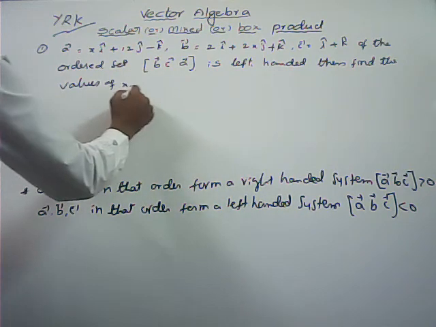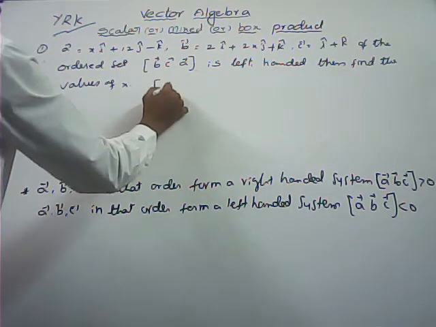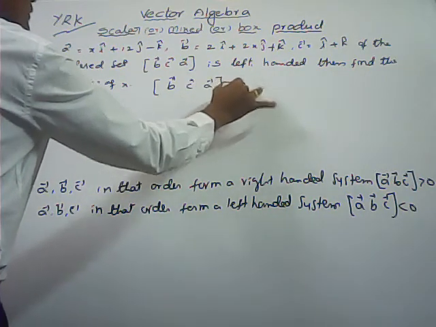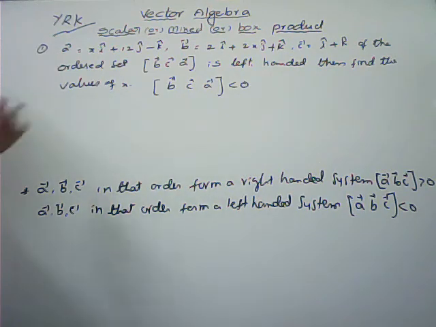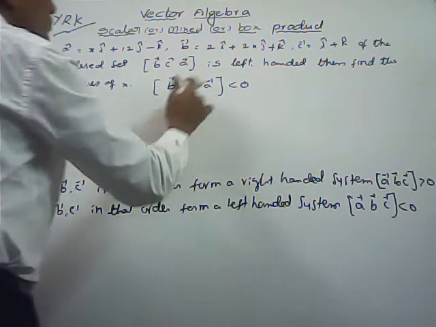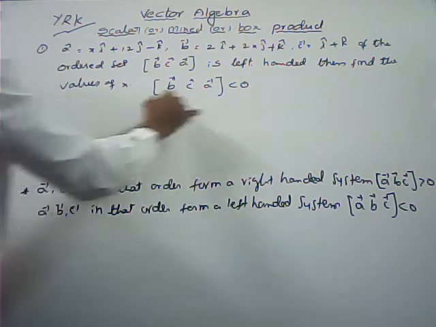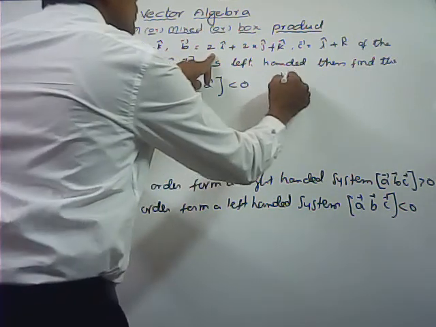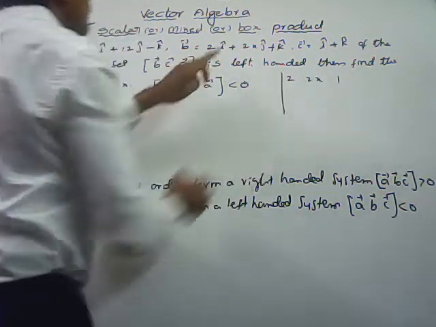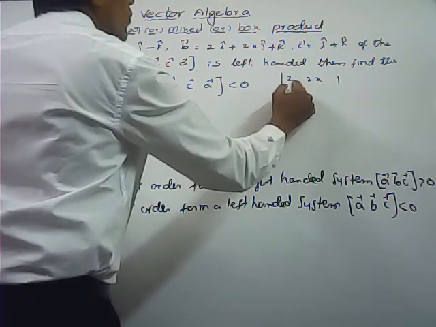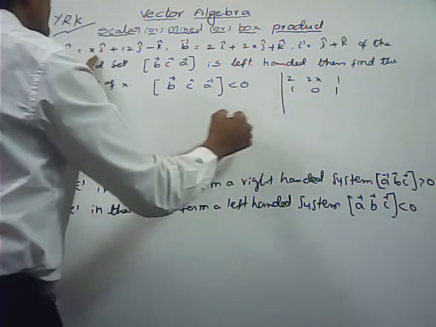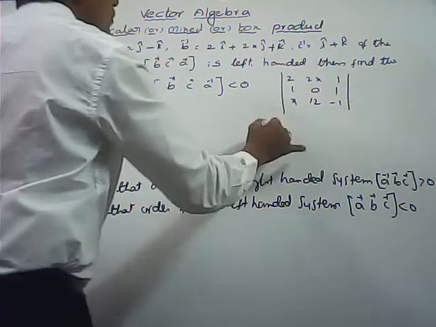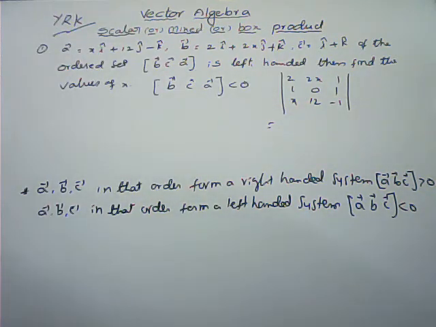So here we can write box BCA less than 0. How to write that one? That is nothing but a determinant only. First we can find the determinant of that one. BCA: B is 2, 2x, 1. C is 1, 0, 1. A is x, 12, minus 1.